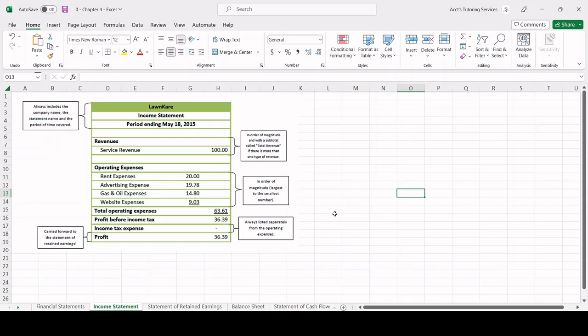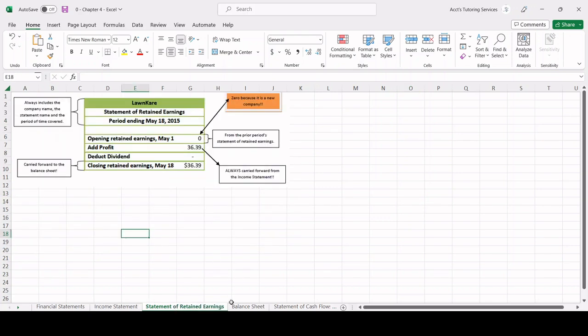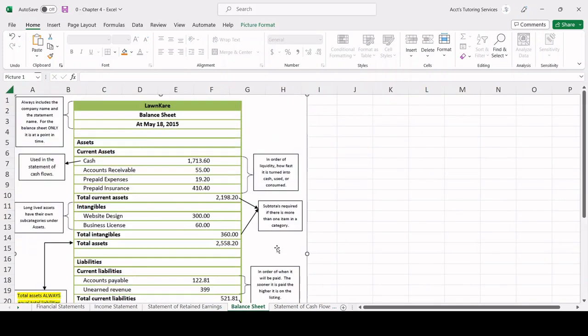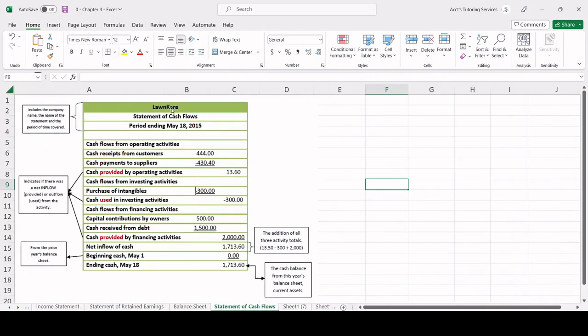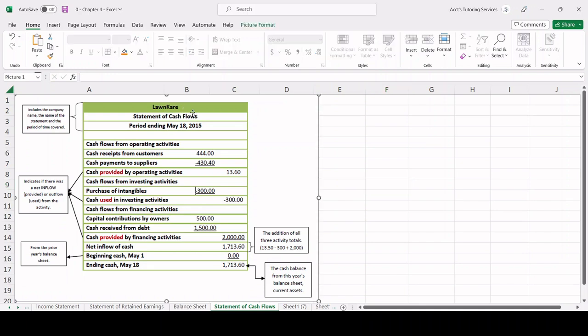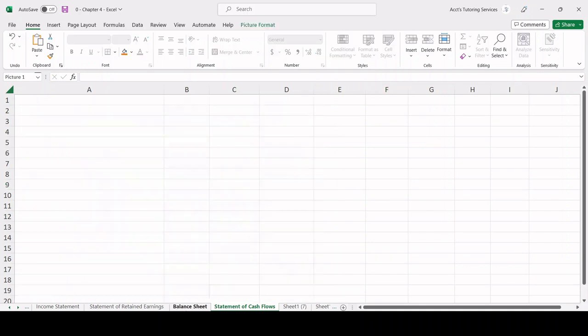All right, let's dive into the first statement. The first part I want to talk about is the title. The formatting of these statements is very, very important. As you can see, all the statements have a three-part title: company name, statement name, and date.